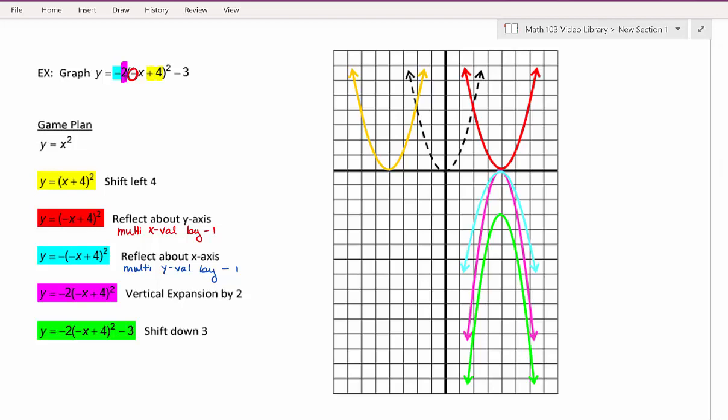I'm building off my blue equation to get the purple equation. I'm adding to the blue equation the number multiplication by 2 out in front and denoting that we're going to have a vertical expansion by 2. We could further add that we are going to multiply all of the y values by 2 to get that vertical expansion.